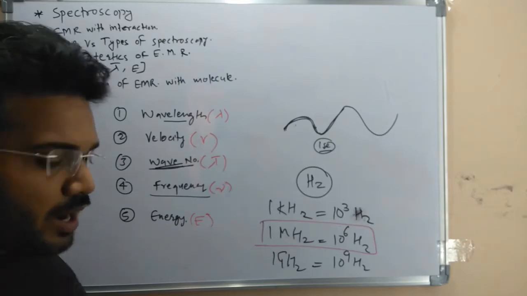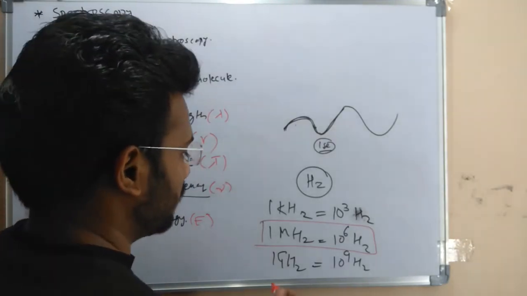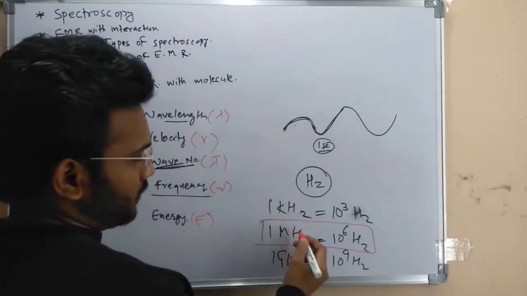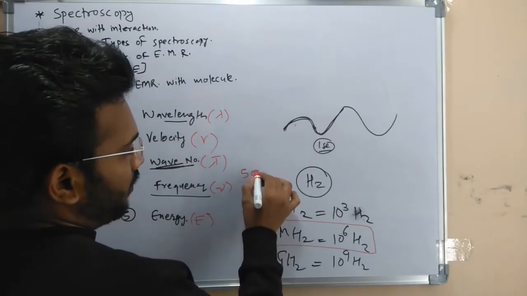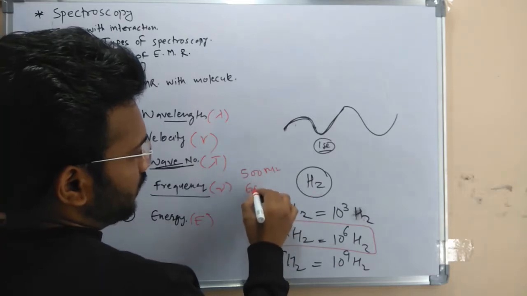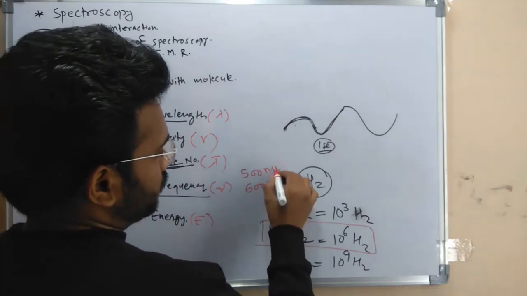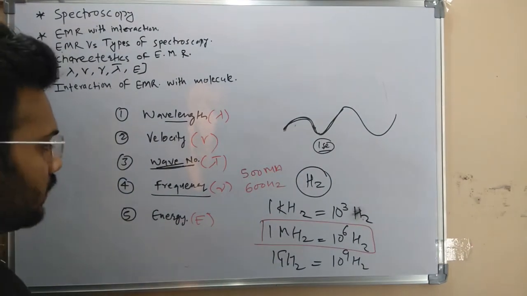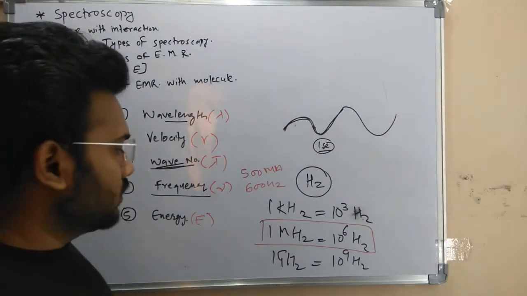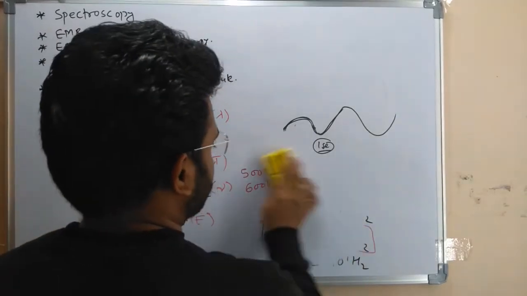And you know that in the market, NMR instruments are available in megahertz frequency. The instruments available in the NIPER are the 500 megahertz and the 600 megahertz. These two NMR instruments are available. The last and most important is the energy.